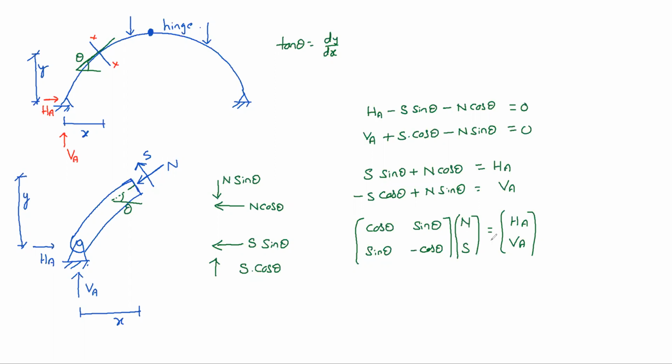Okay, you can write it in matrix format, or N and S equal to the inverse of that matrix, cos theta, sin theta, minus cos theta, inverse, times HA and VA. See here like this. So if you know HA and VA values, of course you can find this.